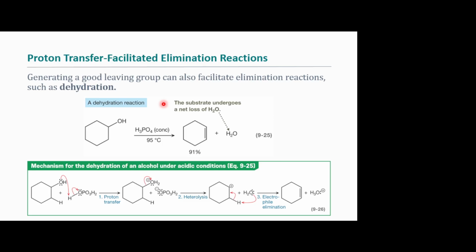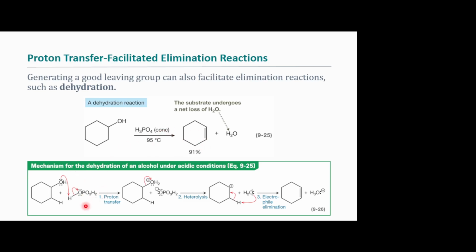So this is a dehydration reaction. We're going to have an H2O coming off. It's going to leave us with a double bond. Okay? And so we're going to put it under acidic conditions here. Everybody see we have the acid there, right? And then we have 95 degrees, and this gives us 91% yield.